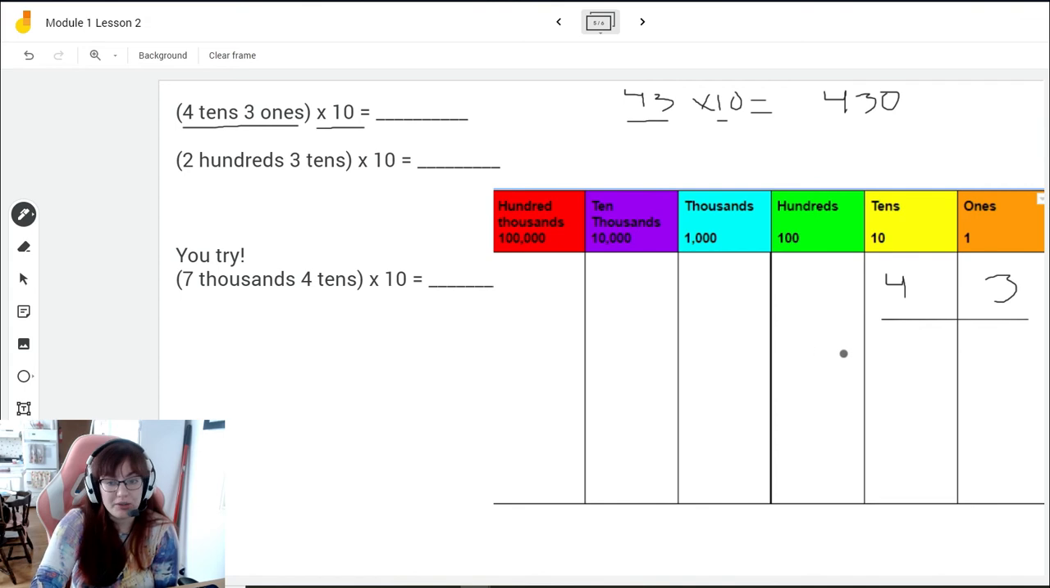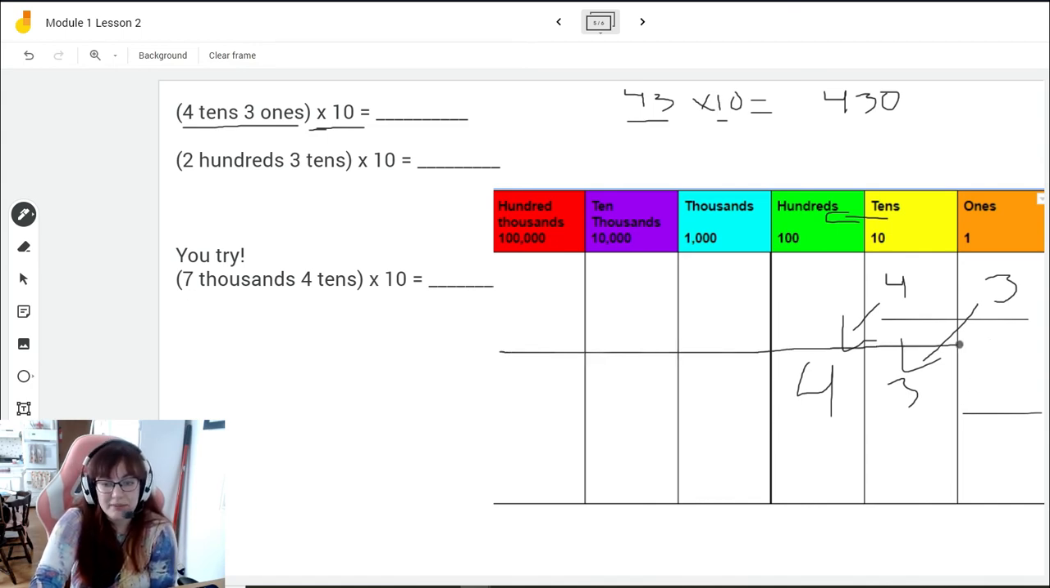But I can also show it in my place value chart, and that's what we're going to do right now. So remember, since I am multiplying, I am moving everything to the left because I want the bigger place values. So my 4 is going to move into my hundreds, and my 3 will move into my tens. Now you may notice I have this empty place value, and we never really want an empty place value. We don't like that. So we're going to fill that in with a 0. And now I have my answer of 430.